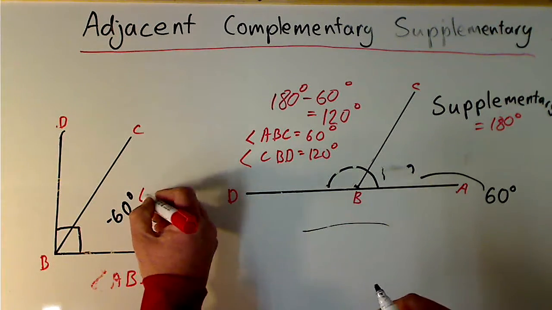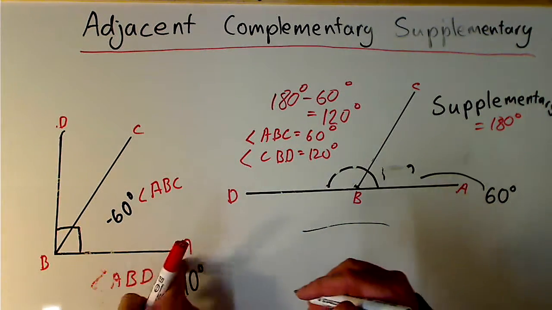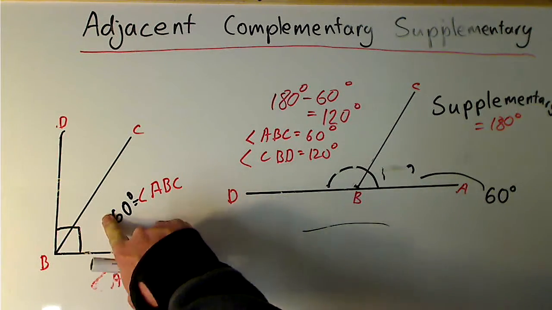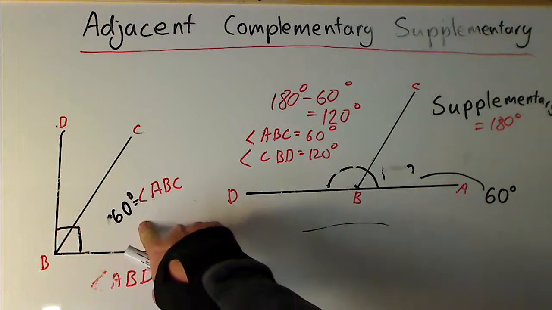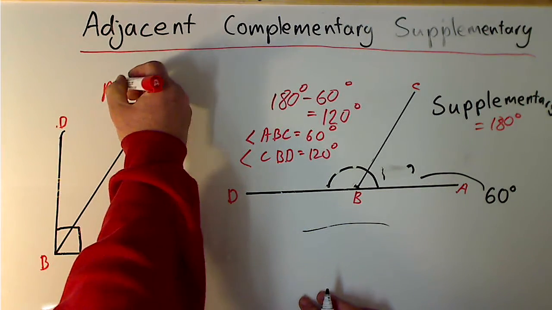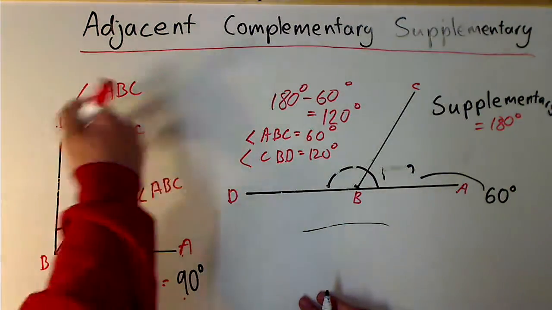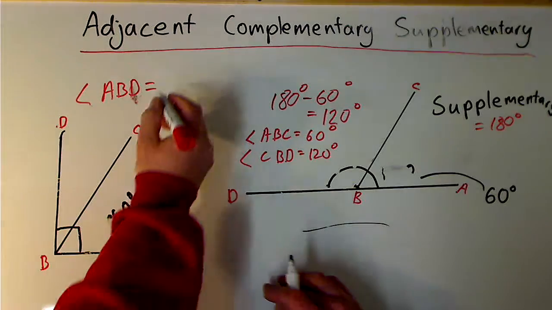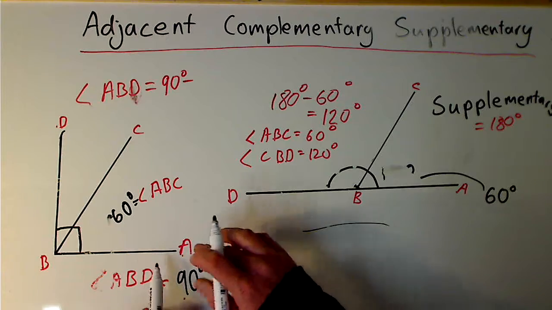That's for angle ABC, so it's this one here. Angle ABC equals 60 degrees. Okay, so what is angle ABD? Angle ABD has to equal 90 degrees.